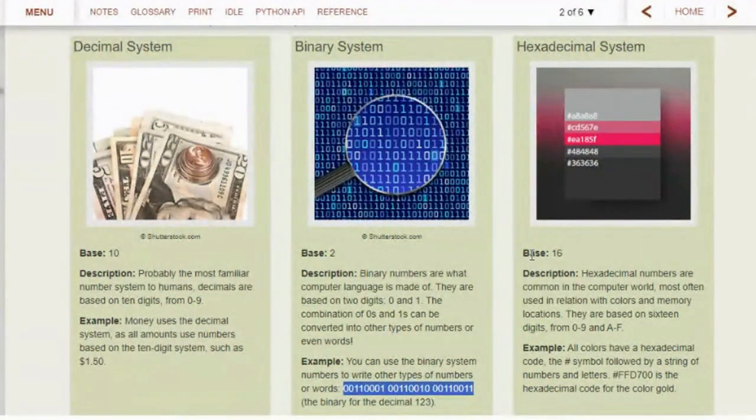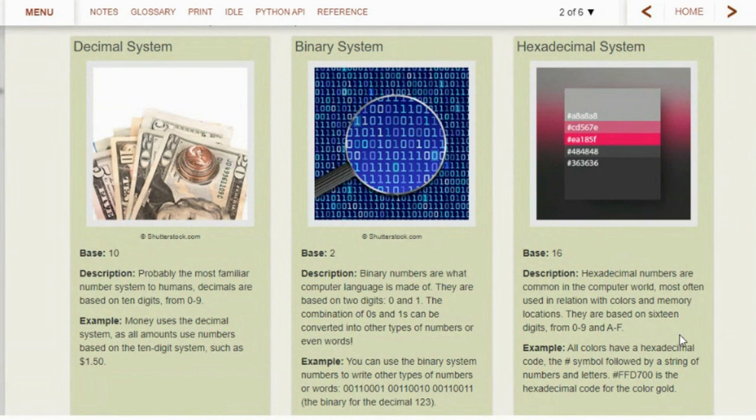Hexadecimal is actually base 16. Imagine if our life ran on base 16. I guess if we were used to it, it might be fine. Hexadecimal numbers are common in the computer world. Computers use a lot of hexadecimal, mainly with colors and memory locations. They are based on 16 digits. It goes 0 through 9 and then A through F. So if you're counting in hexadecimal, you'll go 0, 1, 2, 3, 4, 5, 6, 7, 8, 9, A, B, C, D, E, F. That's the 16 digits hexadecimal uses.